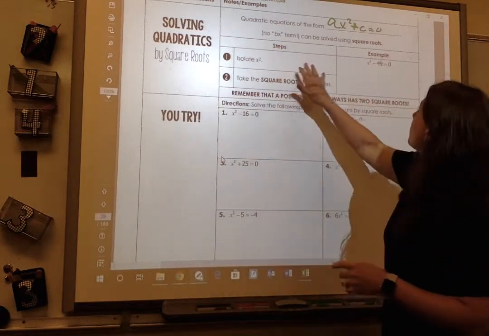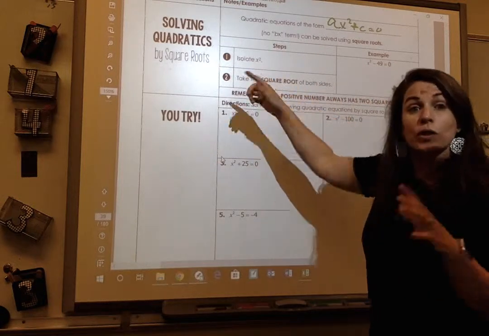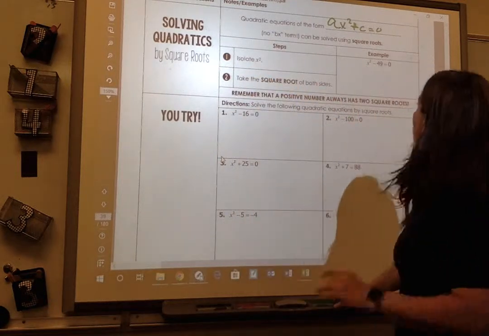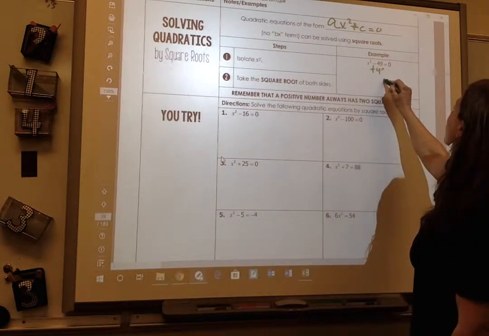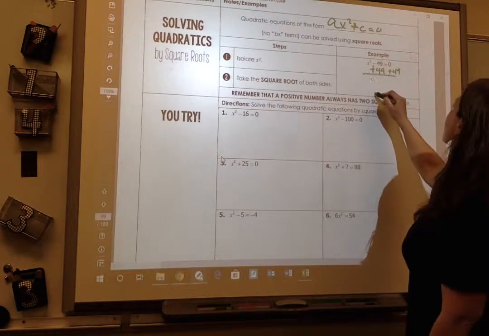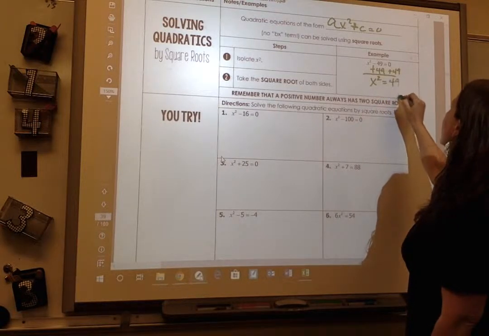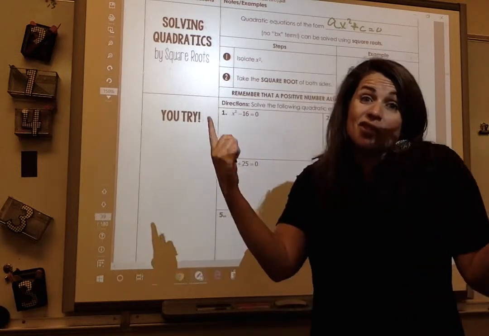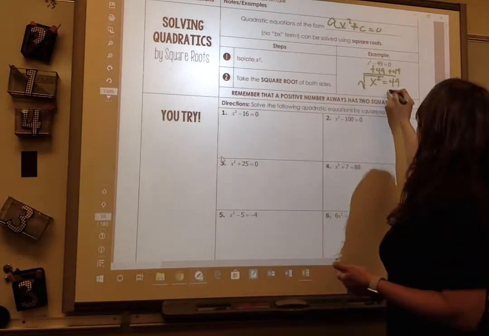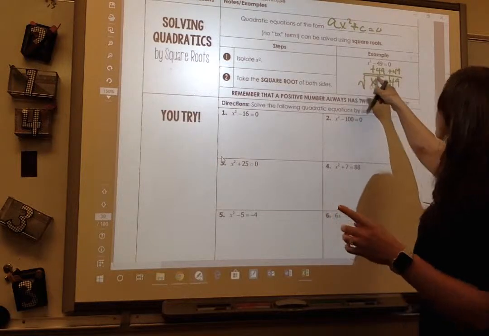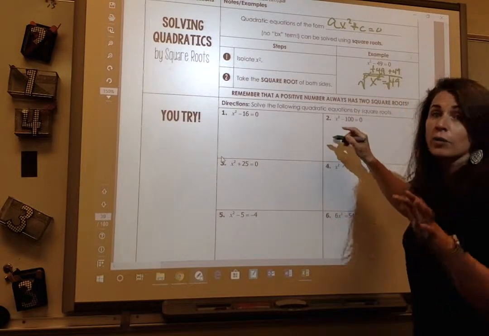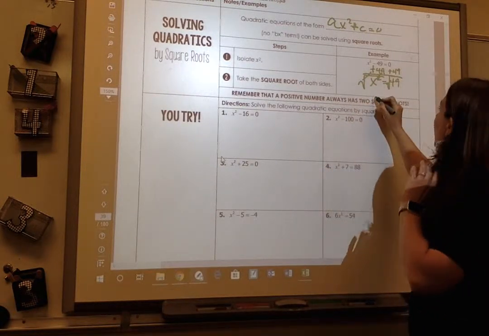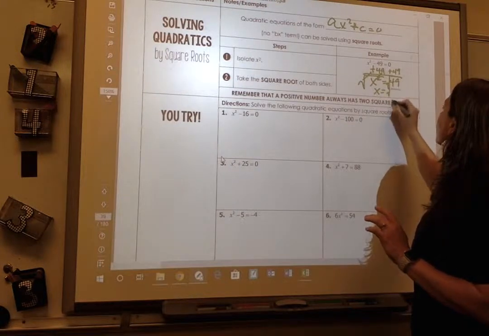So our first step is we're going to isolate the x squared. So we're solving for x squared. And to do that, I'm going to add 49 on both sides. I get x squared equals 49. And then we're going to take the inverse of x squared. And what is that? It's just the square root. So we take the square root of both sides. The square root and the squared cancel out. We've already talked about that this year. And I'm left with x equals the square root of 49.